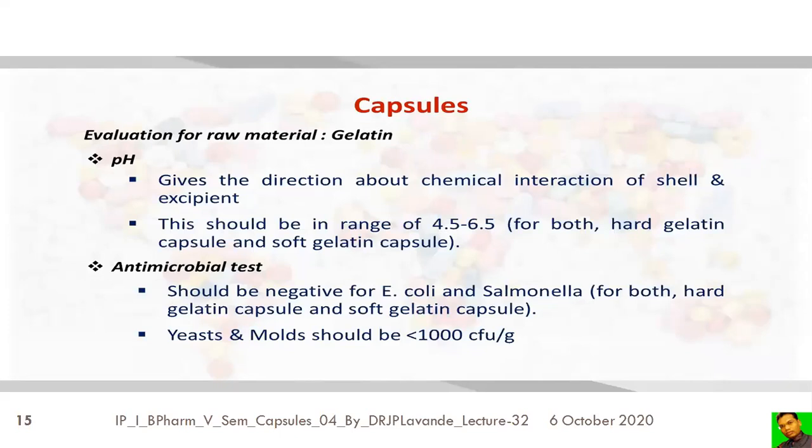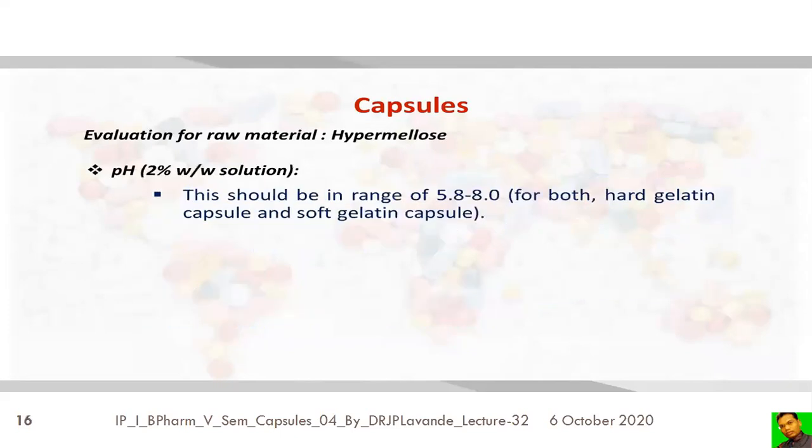So while choosing this gelatin, it should be ensured that it is not contaminated with E. coli or Salmonella. It should be free from yeast as well as molds, and it should be less than 1000 colony forming units per gram. CFU stands for colony forming unit.